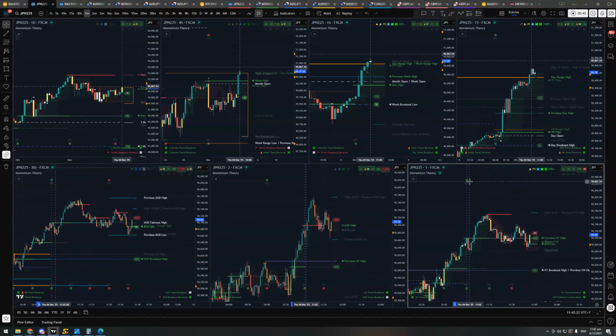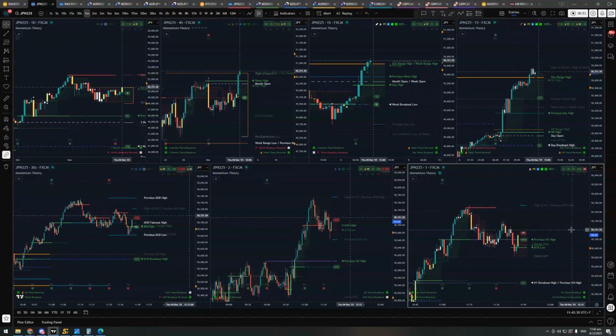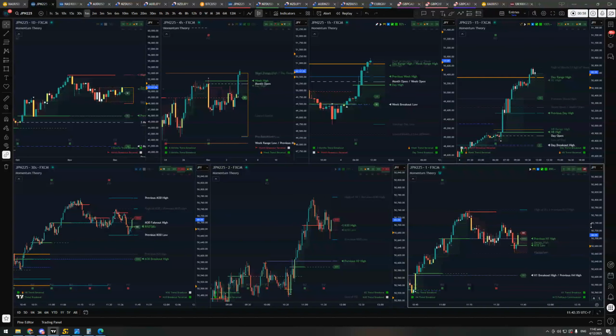So on the H1, we have a bullish breakout, and then price is now retracing back, faked out the low, and I want to see price get back above this M5 breakout level. Don't want to trade right into these breakout levels. Let's see if this closes above.